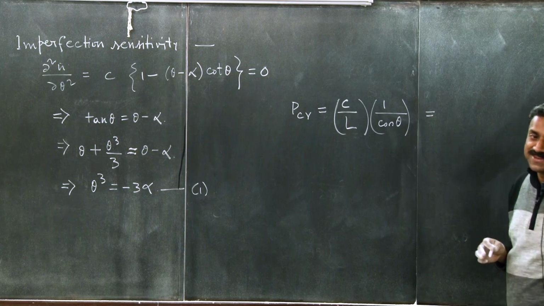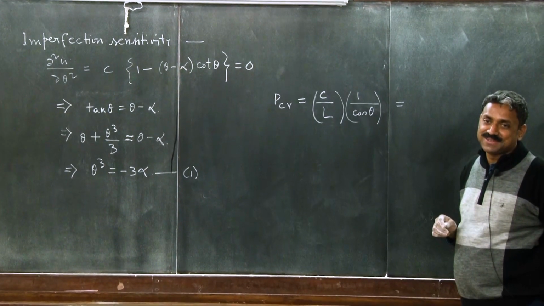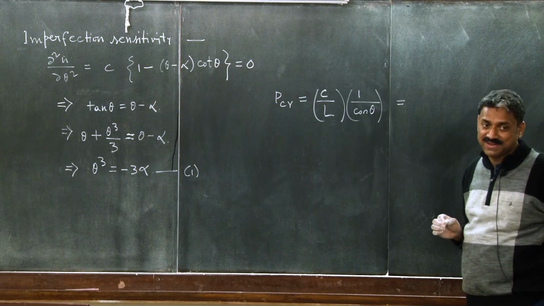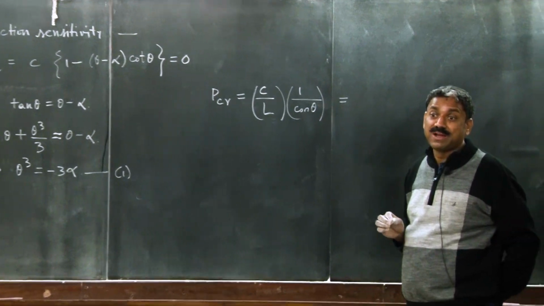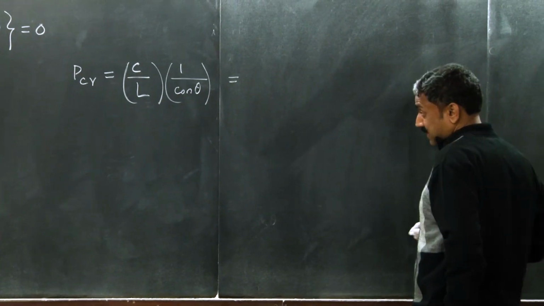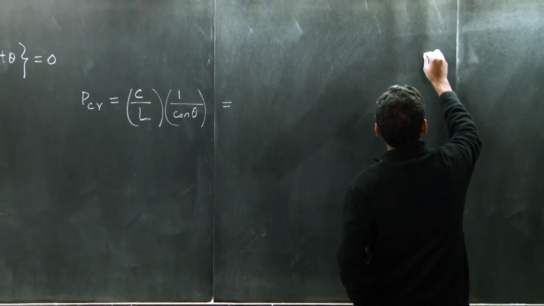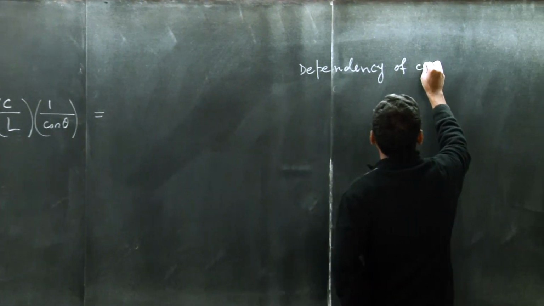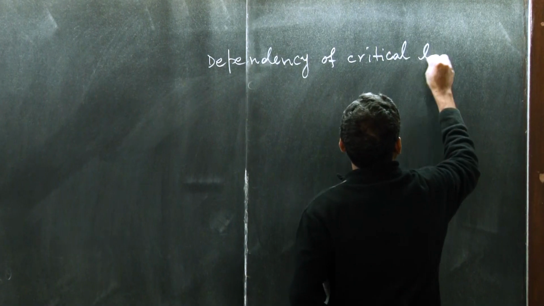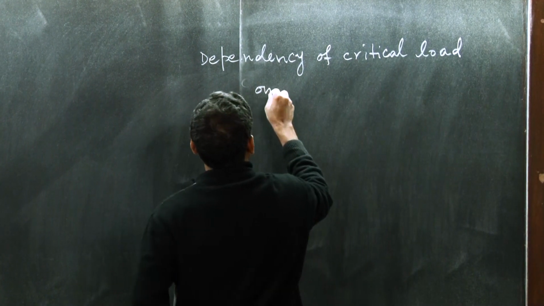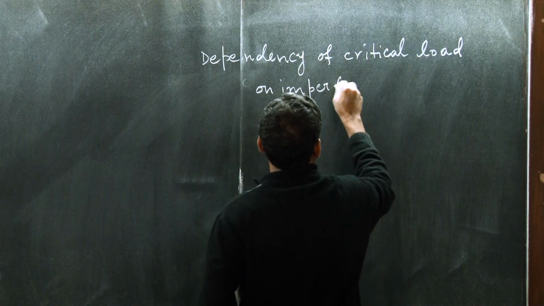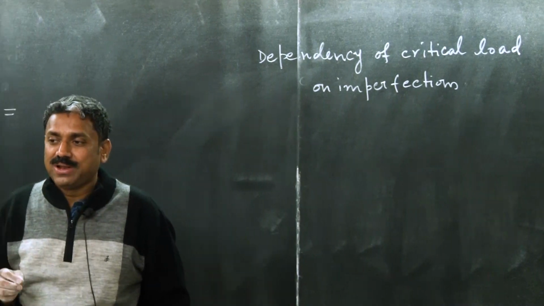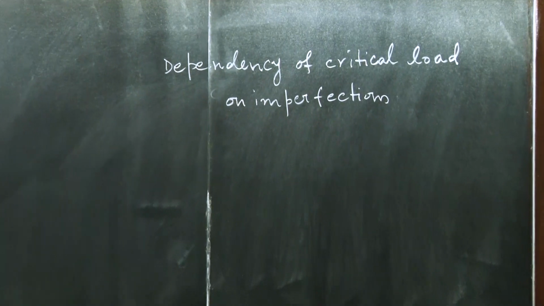I am trying to study the imperfection sensitivity. What is imperfection sensitivity? Imperfection sensitivity is nothing but the dependency of critical load on imperfection. Imperfection sensitivity implies the dependency of critical load on imperfection. So why it is important, you will see from here; we will generalize our notion of imperfection sensitivity.